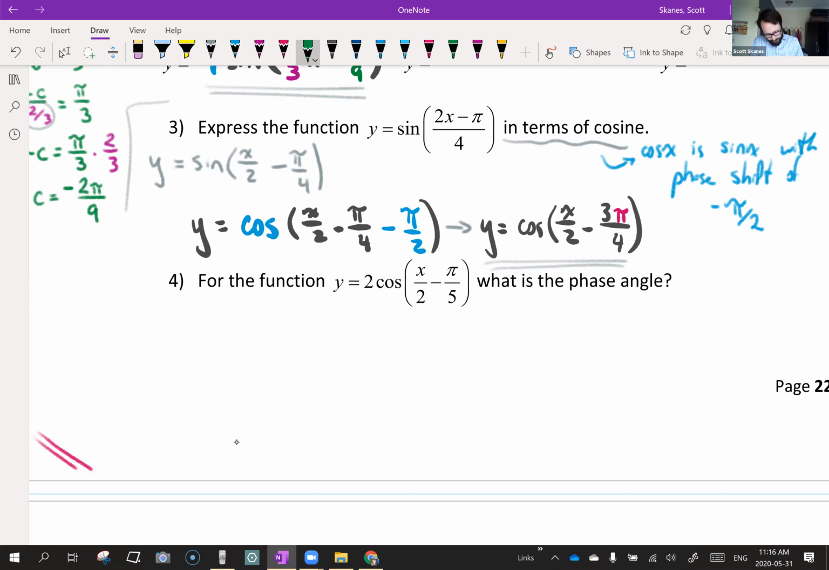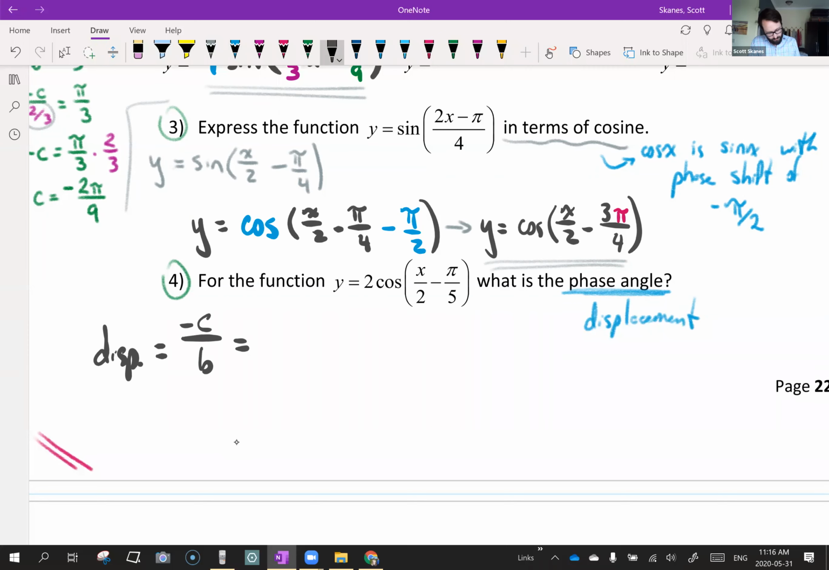For the last question, for the function y equals 2 cosine x over 2 minus pi over 5, what is the phase angle? Phase angle is another way of saying what is the displacement. This question is really easy if you know what you're doing, if you know the formula. So the displacement is negative c over b. We know that because that's the formula.